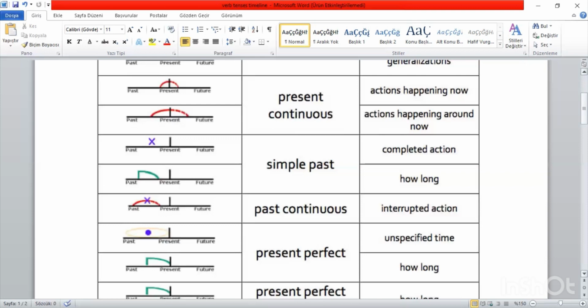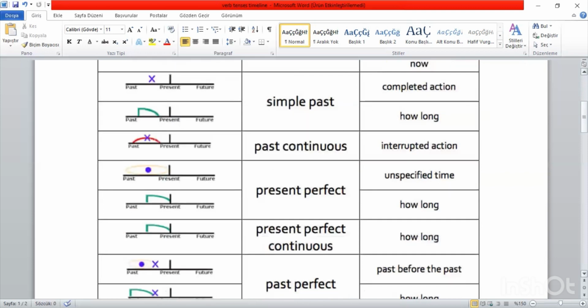So the other one is simple past tense, or the other one past simple, we can also say. So you can again see the timeline here, and you can see a cross and a green line here. So it means that past simple tense is used to talk about completed actions. We can also say it is used to talk about chronologically ordered actions in the past that are completed, that are finished. And these actions are happening at a specific time in the past, okay? A specific time in the past. And sometimes we know how long it takes.